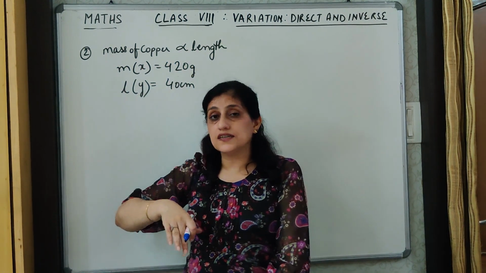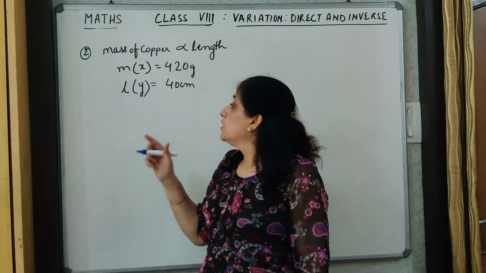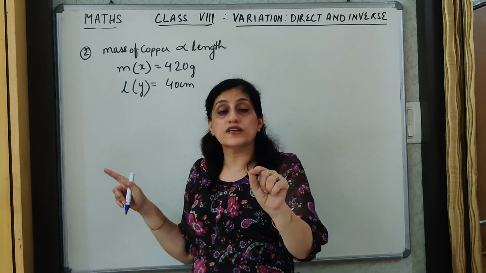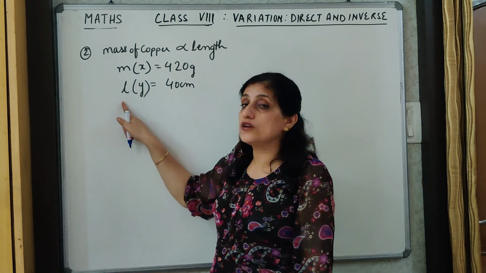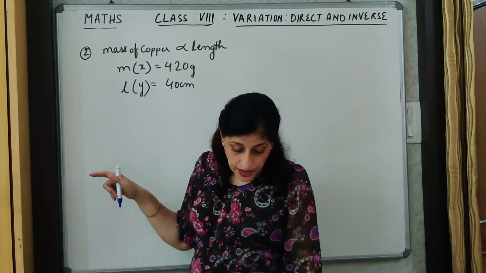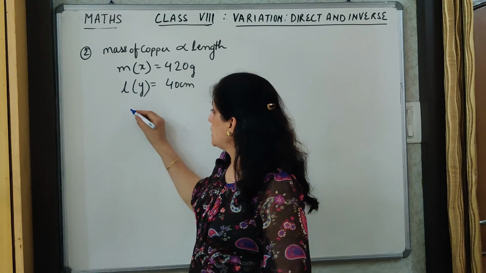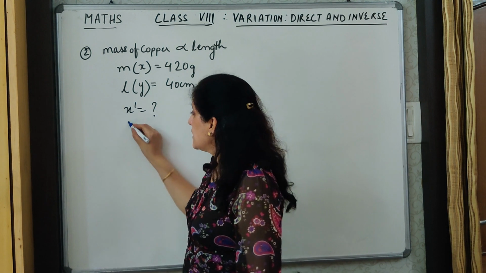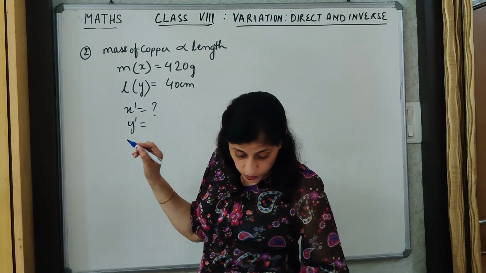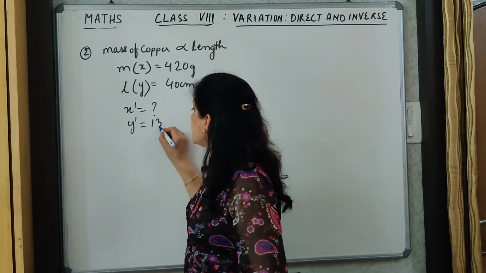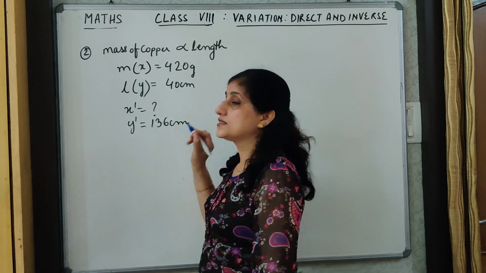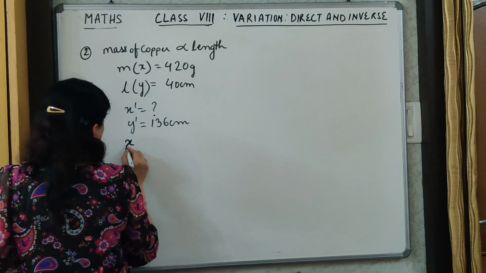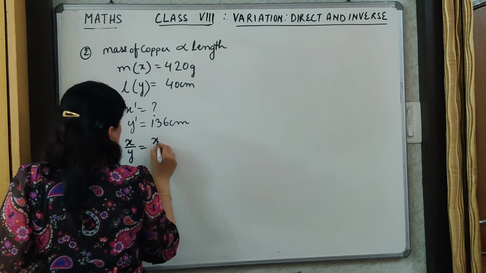Now in the next information which is given to us, we will take length only as y. This has to be remembered. Whatever y dash I take, that will be length. Alright. And the question asked is, what is the mass? They are asking x dash because mass is x, if y dash is equal to 136 centimeter. Right children?